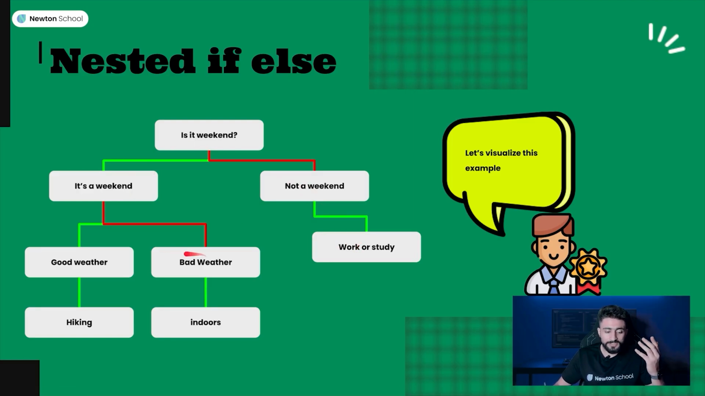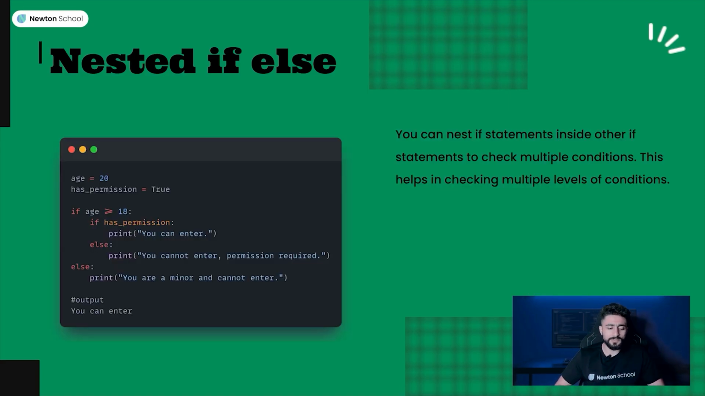Inside the if you have two conditions; inside good weather, you are saying okay, I'll do hiking. So basically it's like having an if-else inside an if or inside an else. It's like conditions inside a condition, right? Let's see it with an example.